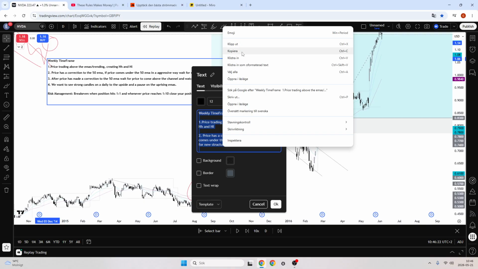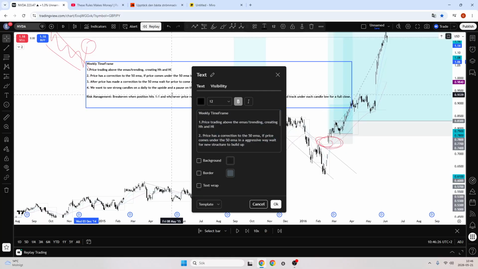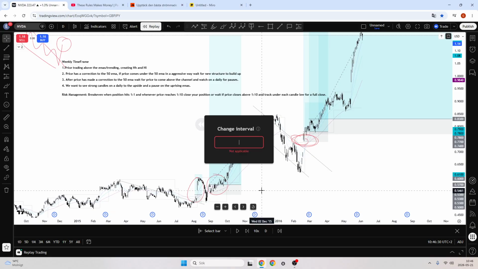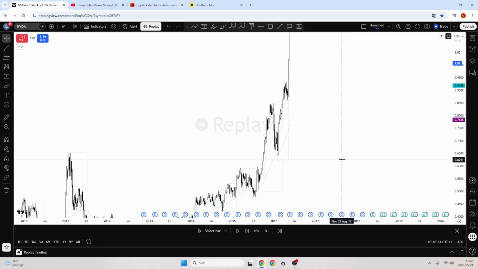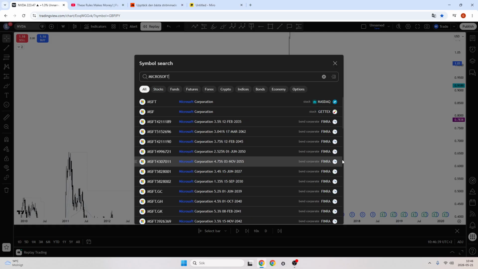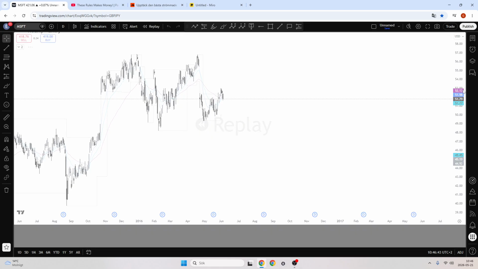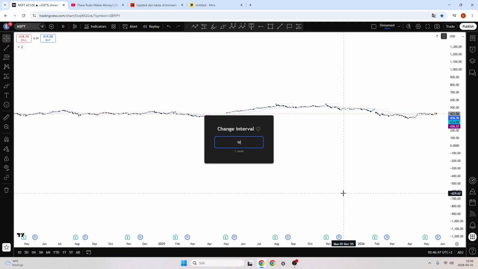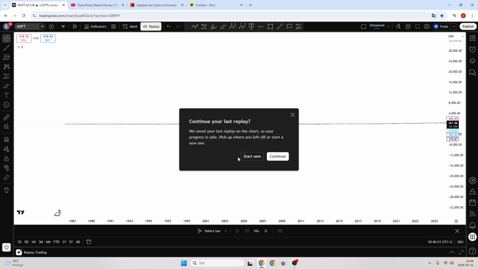So let's do it like this. Let's take just a random stock. Let's go for Microsoft. All right, so let's leave that and do this, and just scroll back in time.